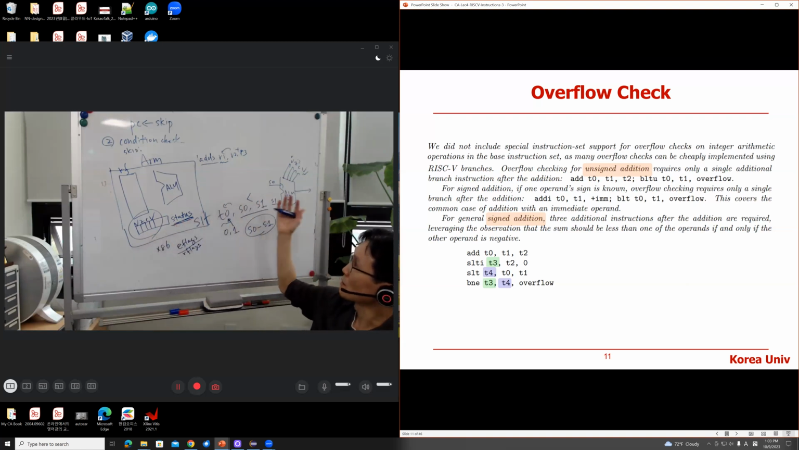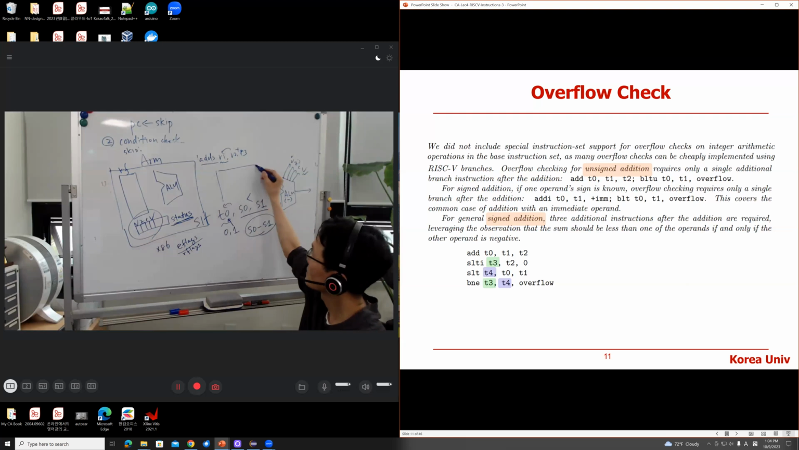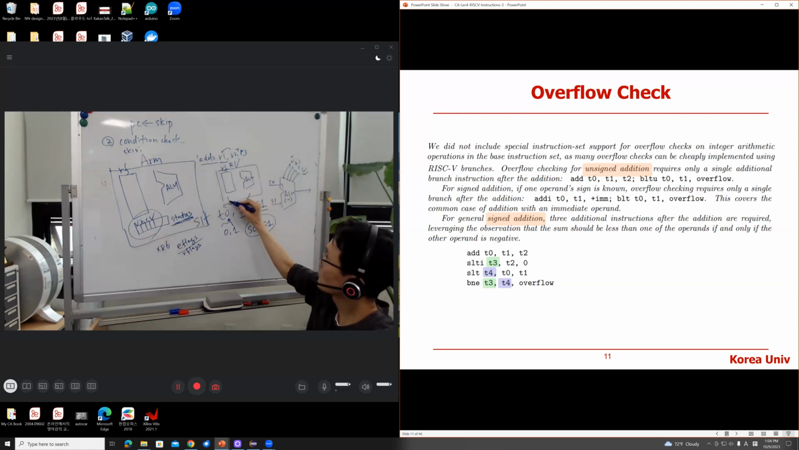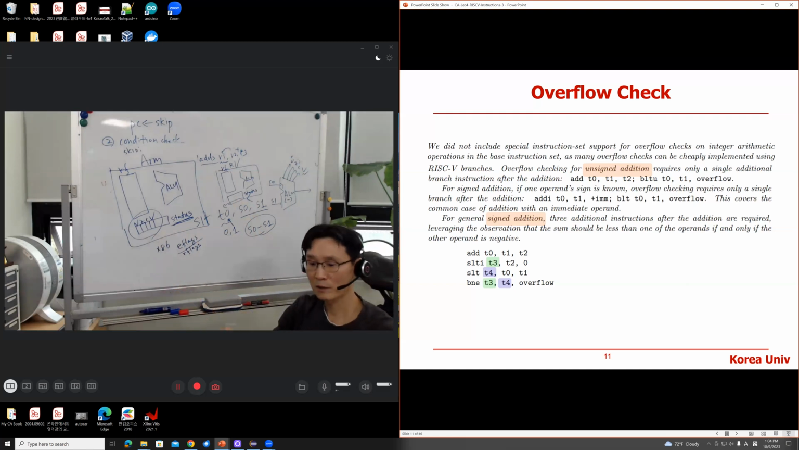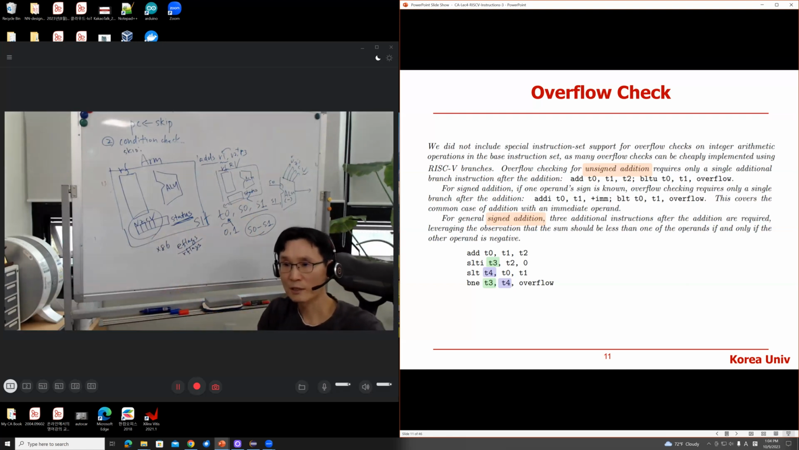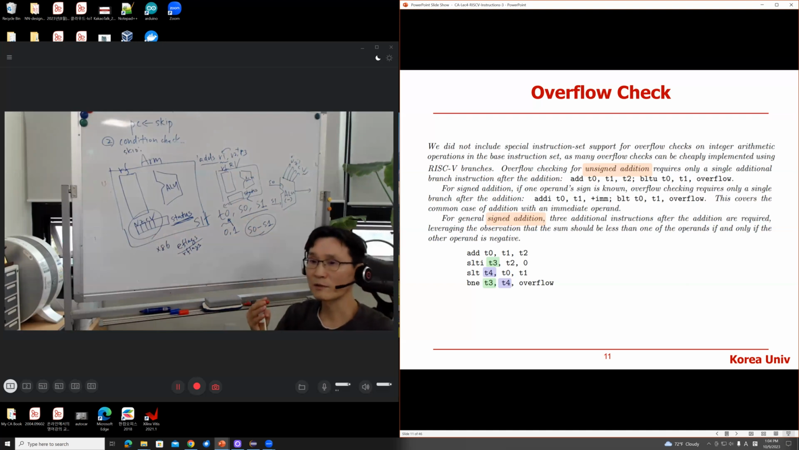Again, RISC-V does not provide them. It provides a register file and ALU, and a status register is also provided. But inside the status register, you don't have this flag information. But sometimes you want to check if overflow or underflow happened in the computer.